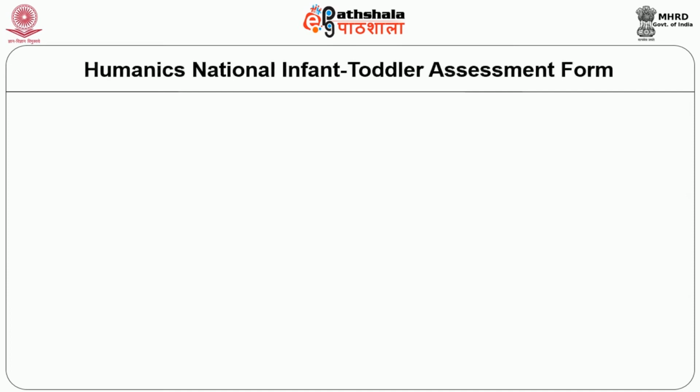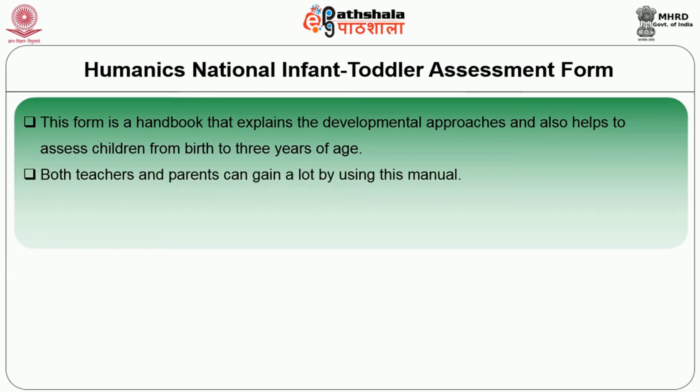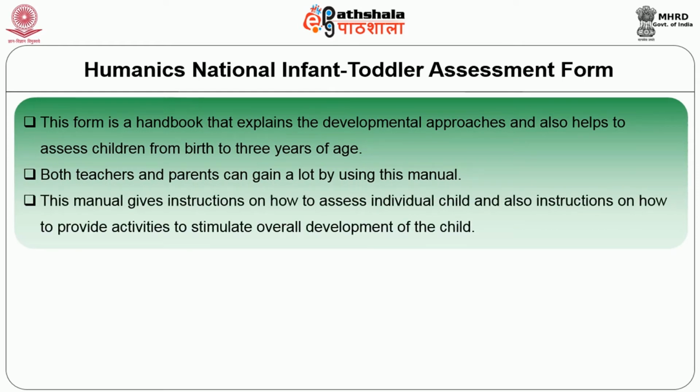Firstly, the Humanics National Infant Toddler Assessment Form. This form is a handbook that explains the developmental approaches and also helps to assess children from birth to 3 years of age. Both parents and teachers can gain a lot by using this manual. This manual gives instructions on how to assess an individual child and also instructions on how to provide activities to stimulate overall development of the child.